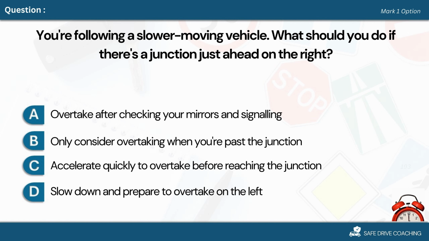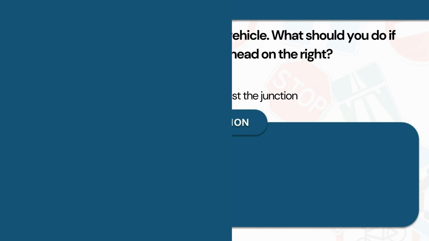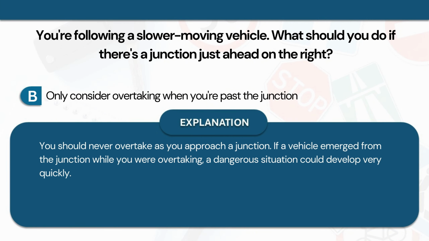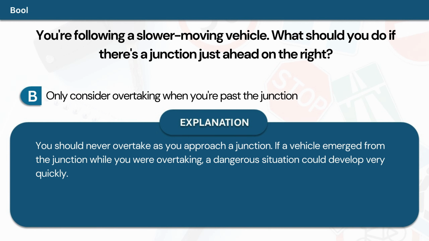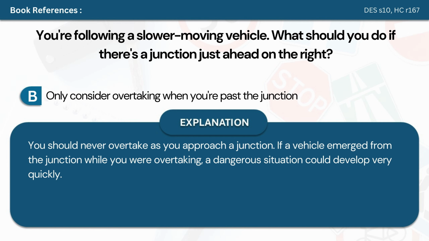The correct answer is B. Only consider overtaking when you're past the junction. You should never overtake as you approach a junction. If a vehicle emerged from the junction while you were overtaking, a dangerous situation could develop very quickly.